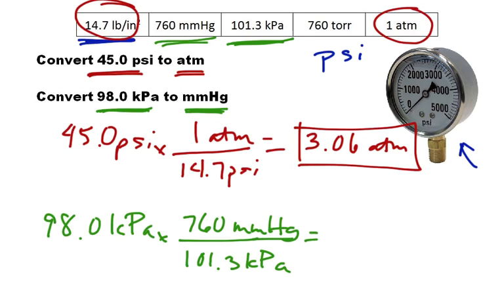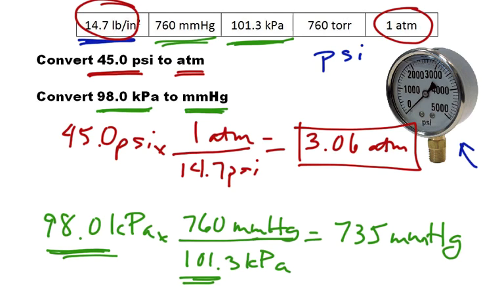And the math is very simple. It's going to be 98 times 760 divided by 101.3. And when I did that, I can see my 98 over 101.3, that's a little bit less than 1. So I expect an answer a little less than 760. And in fact, when I calculate, I get 735 millimeters of mercury. And those are the skills you need to have for this chapter.